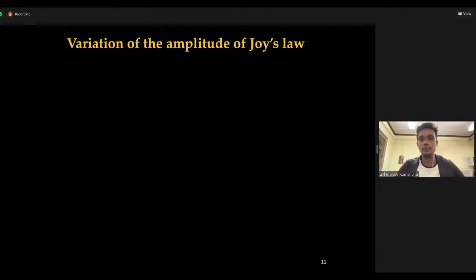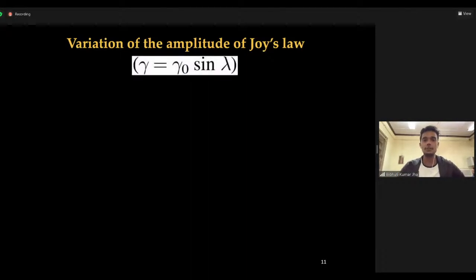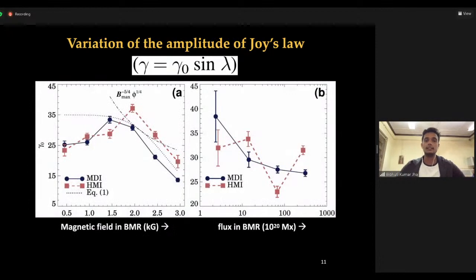Now coming to the main aim of the work, the variation of the tilt angle with the strength of the magnetic field. Just to remind you, this is Joy's law, and we plotted gamma naught with respect to the maximum magnetic field in the BMR. We took bipolar regions with magnetic field in a particular range, with a bin size of 500 Gauss, fitted Joy's law, and got gamma naught. You will clearly see an increase in gamma naught, and then around 2 kilogauss it started decreasing. This behavior is present in both data sets.